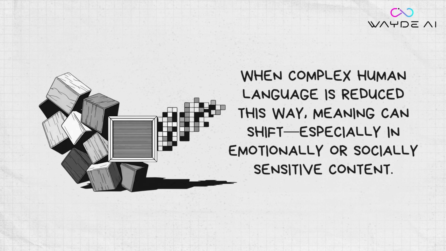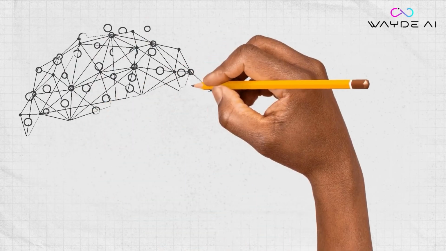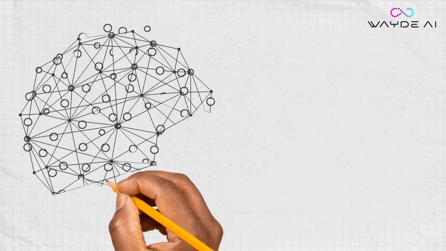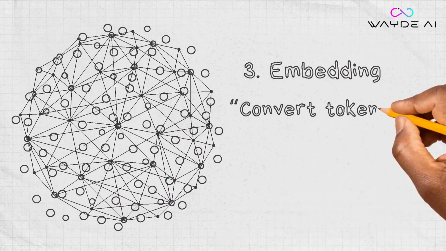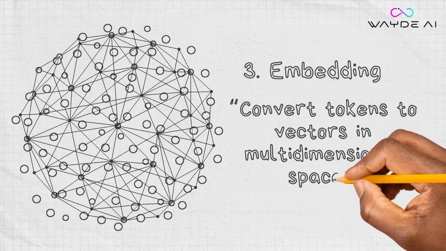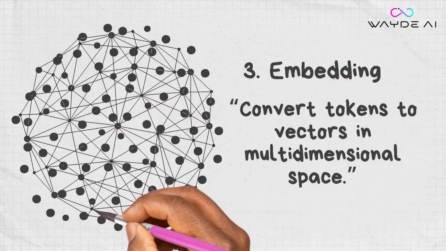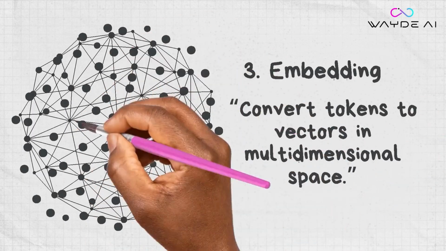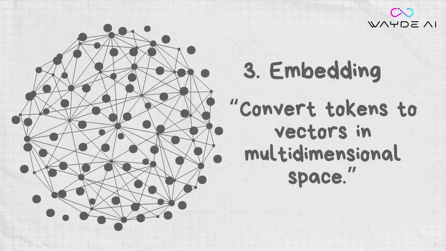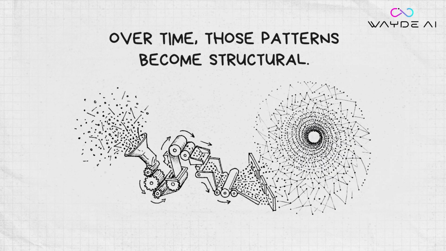After the text is prepared, the model begins learning relationships between words, and this is the embedding stage. Now, at this stage, tokens are turned into vectors and placed into a multi-dimensional space. You can think of this as the model's internal map of meaning, built entirely from patterns of which words tend to appear together, but not from any real understanding. If certain ideas appear together often in the training data, the model treats that association as meaningful, which may reflect reality or, in some cases, bias. Now, over time, those patterns become structural.